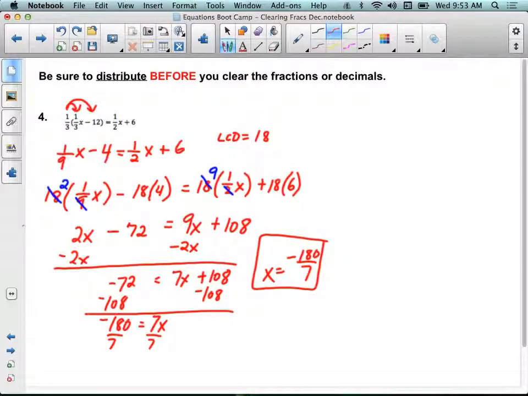So I am done. I hope this has been helpful. This is a really terrific technique. It's more efficient than going through and dealing with all the fractions, and it doesn't require you to use a calculator. So I hope you found this helpful, and please do remember to distribute before using this technique.